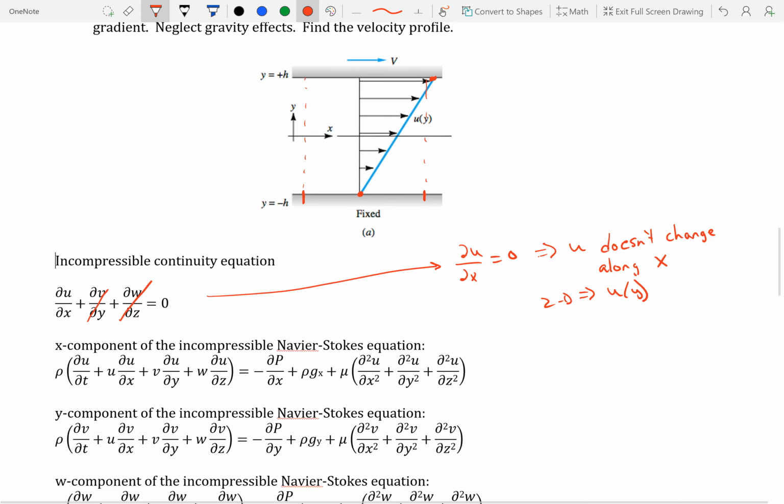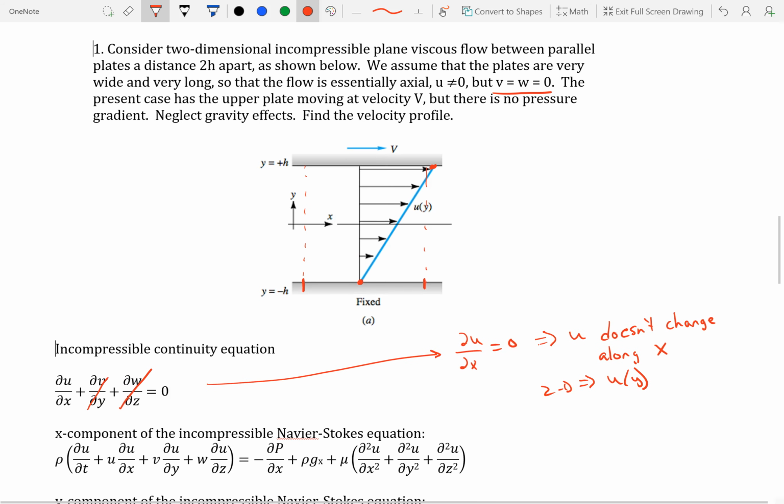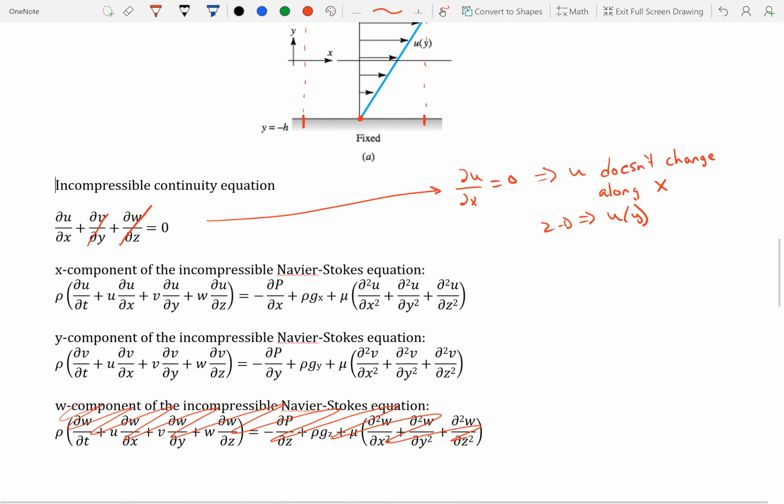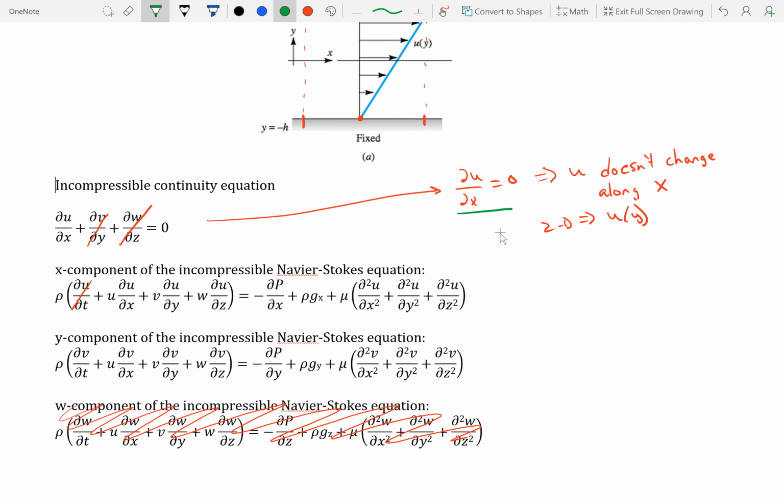All right, so that's the continuity equation. Now let's look at the Navier-Stokes equations. We do not have to worry about the w direction because it's only two directions. So let's do this. We're going to assume that it's steady state, so that term goes away. Let's do the x direction first. And what did we say about du/dx? It's 0, so that term's gone.